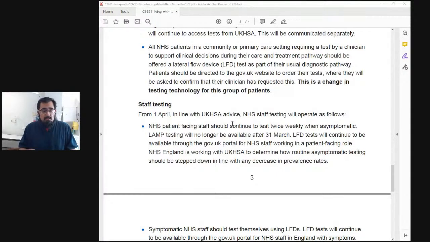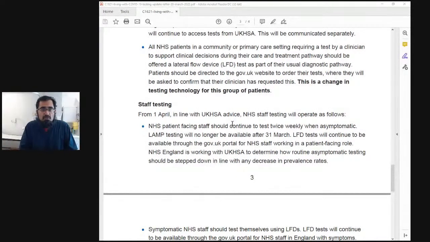However, LAMP testing, so that different route of testing for NHS staff, is no longer going to be available from today onwards. After that point, you will need to access the LFD test, as it says, through the NHS portal, and that's hopefully going to be fixed so that allows that to happen. I know currently many people are saying that they're trying to request LFD tests and there's just none available.